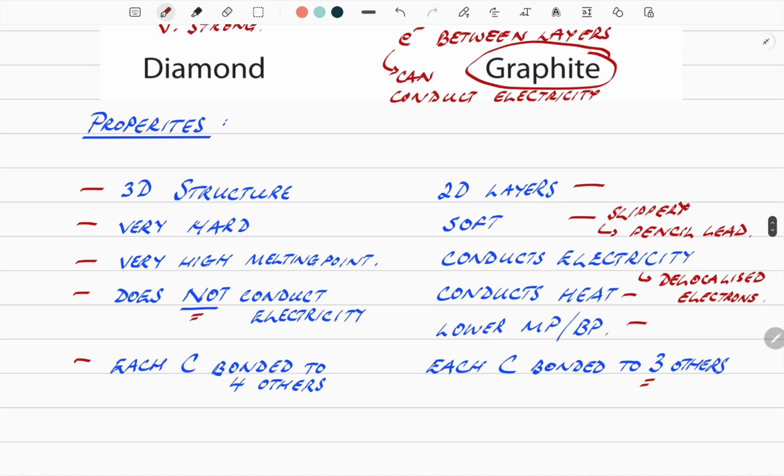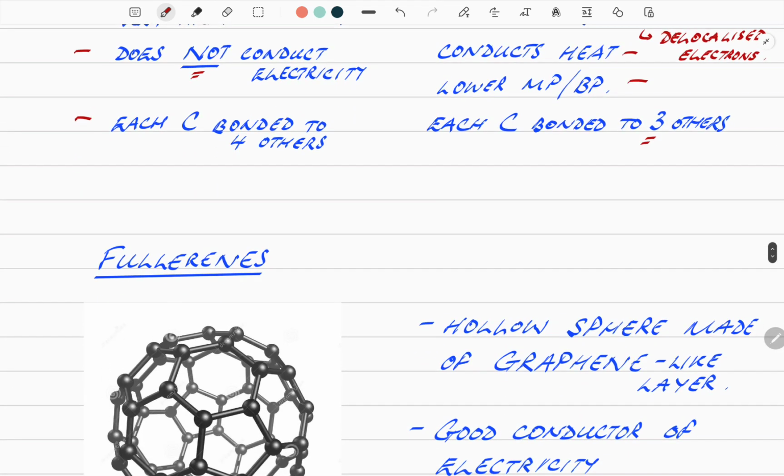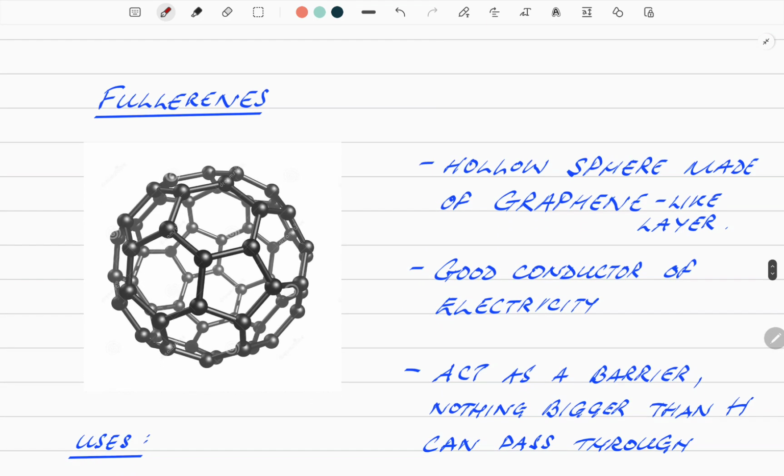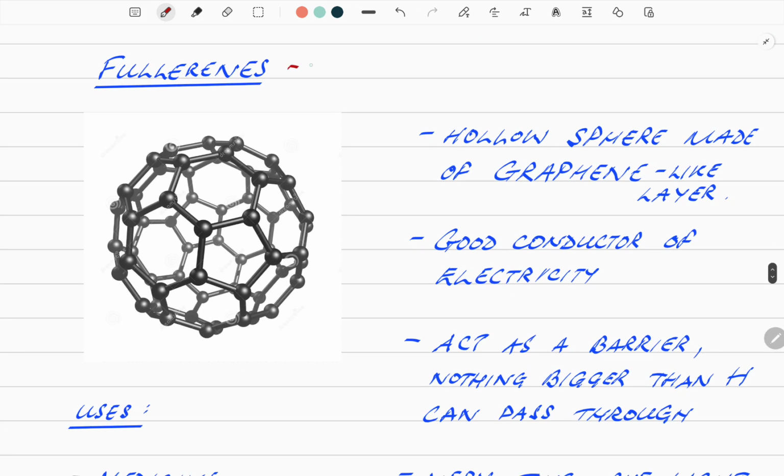Okay, so pay particular attention to this group that I've just gone through here, these discussions. The last one that you need to know for the GCSE papers are the fullerenes. Fullerenes are effectively, like in this diagram here, hollow spheres made of graphene-like layers.